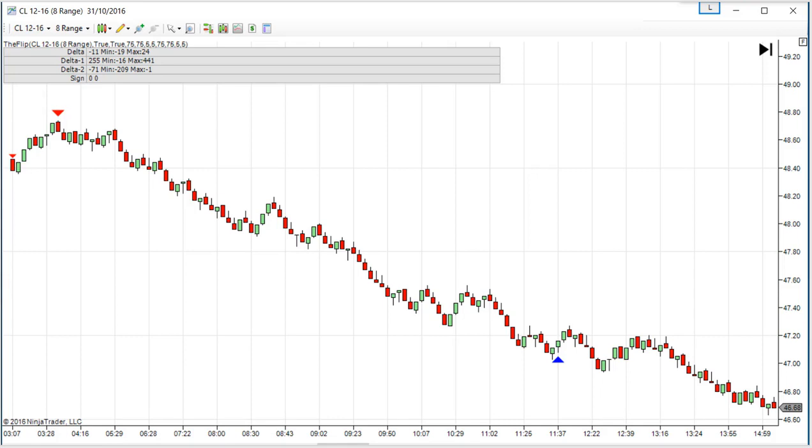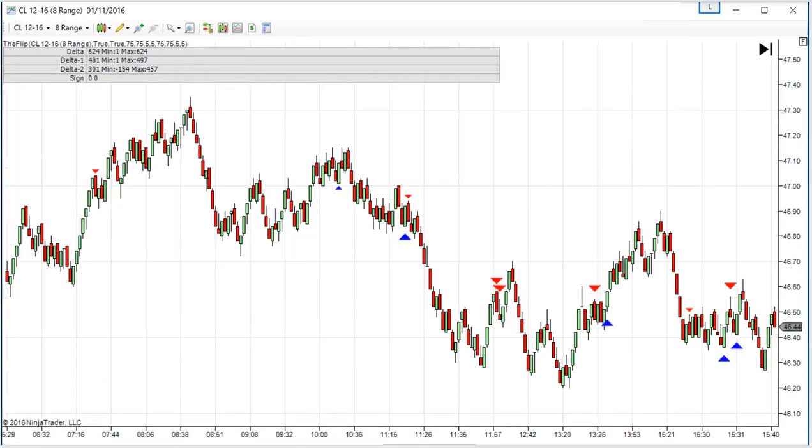This was Monday the 31st, Halloween. Again, it looks beautiful, but honestly I don't think most people are going to be trading crude just before 4 o'clock in the morning. It gives you a little buy here, about a 20 cent move before coming back and stopping you out. Honestly, I probably would have just gotten stopped out there.